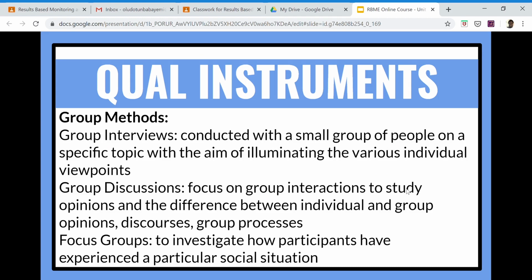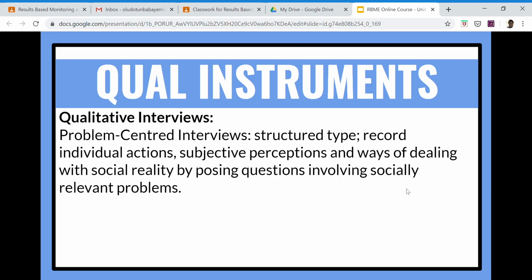It's important to note that we have actually divided this into three. So you could have qualitative interviews, you could have group method interviews, and also you could have the observation method for collecting qualitative data.